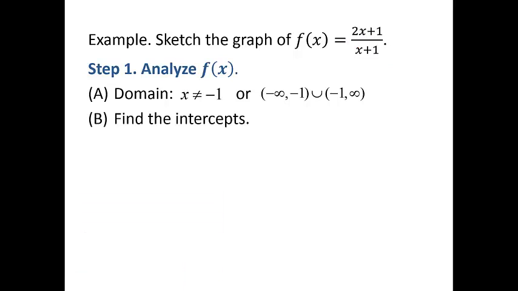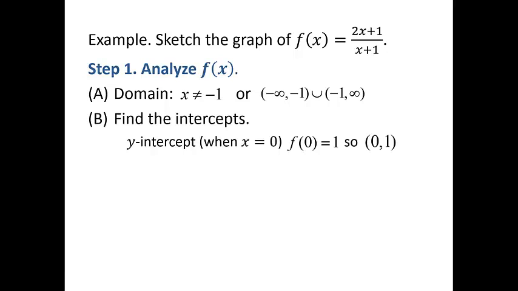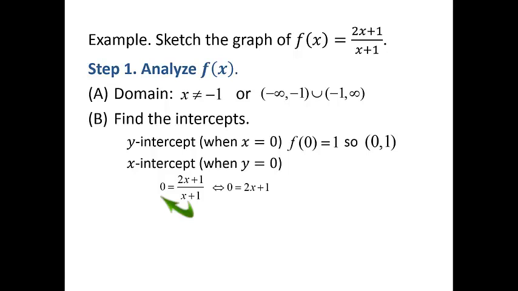Next, we want to find the x and y intercepts of the function. The y-intercept occurs when x equals 0. We see that f of 0 is 1, and so our y-intercept is the point (0, 1). The x-intercept occurs when y equals 0. If we set our function equal to 0, we have 0 equals 2x plus 1 divided by x plus 1. Multiplying the denominator to the other side, this occurs when 2x plus 1 equals 0, or when x equals negative 1/2. Therefore, our only x-intercept occurs at the point (negative 1/2, 0).